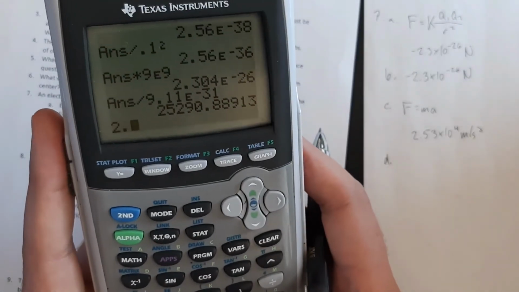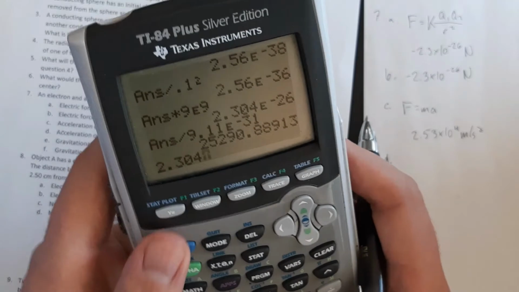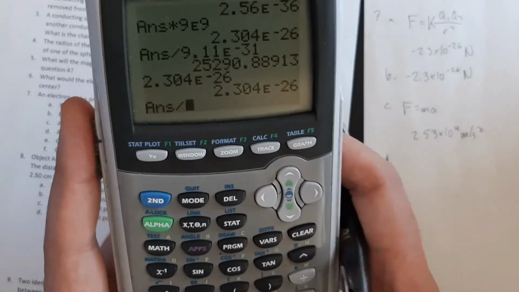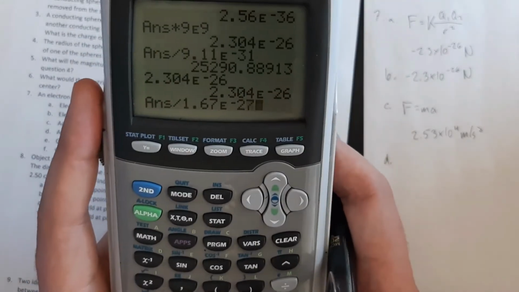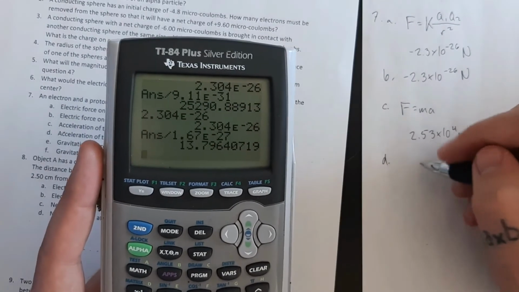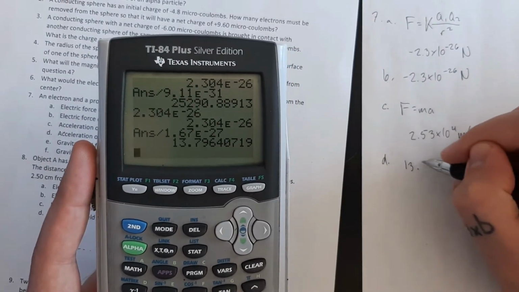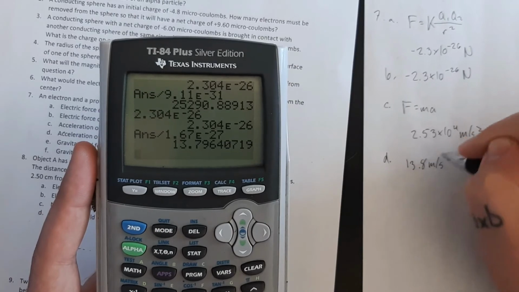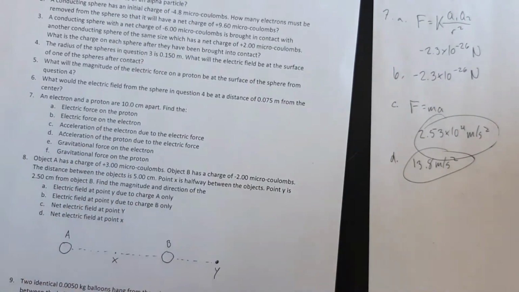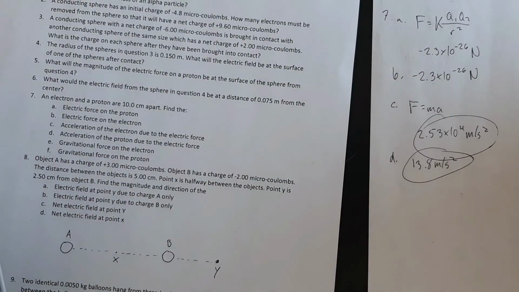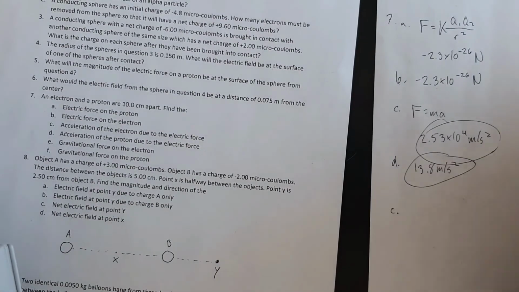All right, so starting off with the same electric force, 2.304 times 10 to the negative 26 divided by 1.67 times 10 to the negative 27th. Hooray. This one, significantly smaller acceleration. We've only got 13.8 meters per second squared. Not going so fast. Okay. E, gravitational force on the electron.